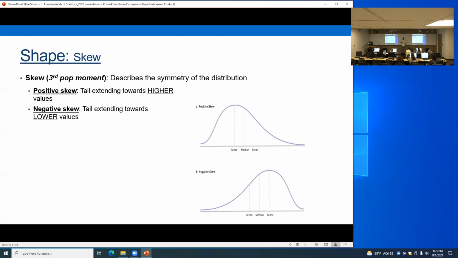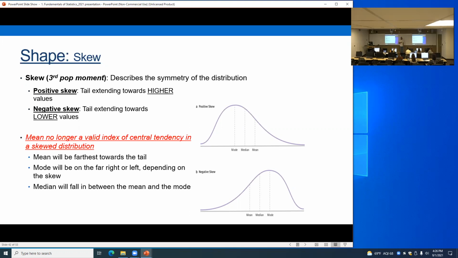So other statistics that help to qualify shapes of distributions. I can talk about skew. Skew is technically your third population moment. So mean is your first population moment. By moments, we're just talking about characteristics, right? Mean is the first characteristic, variance is the second, skew is the third, and it just describes the symmetry, okay? Positive skew, okay, this is where people sometimes get turned around. Skew depends on the tail. That's the interesting thing about a skewed distribution, the tail. Positive skew, the tail extends towards higher values. Negative skew, the tail extends towards lower values, okay?